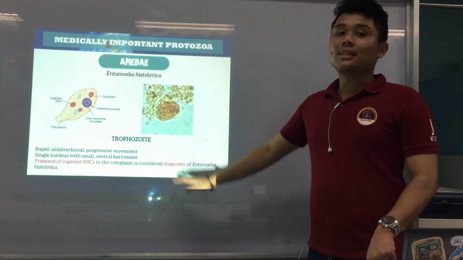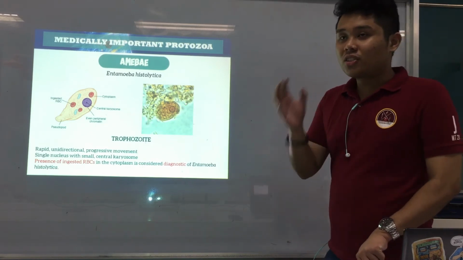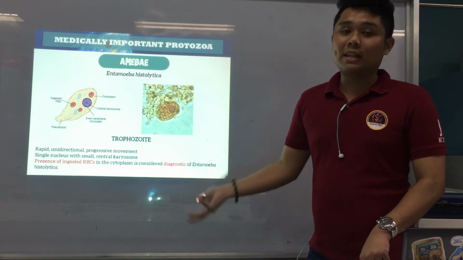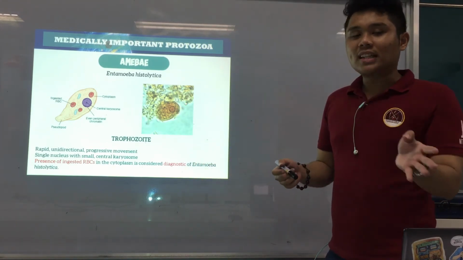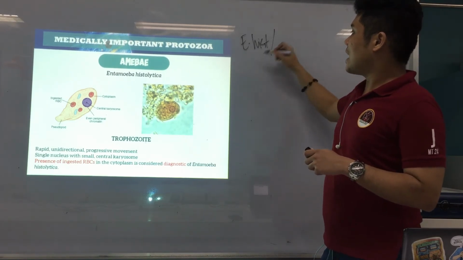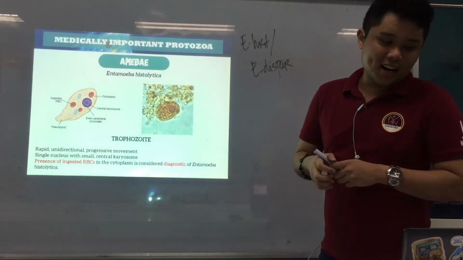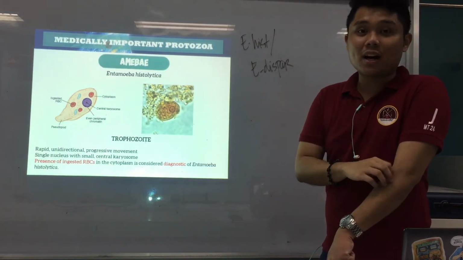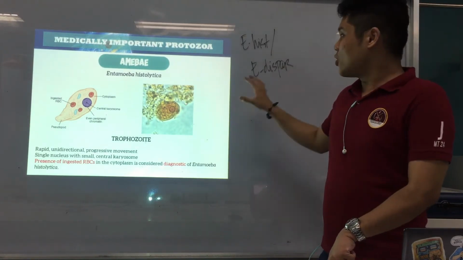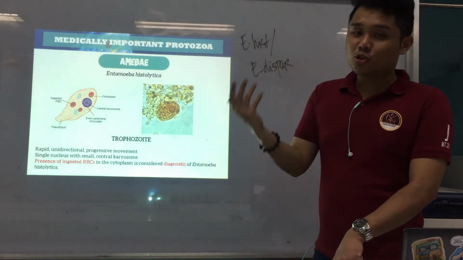And aside from that, please take note of this sentence. The presence of ingested RBCs is considered to be diagnostic of Entamoeba histolytica trophozoites or Entamoeba histolytica infections. Okay. Now, recalling our activity in the virtual microscope, its description is E. histolytica/E. dispar. Now, recall again, what did we say about E. dispar? E. dispar is a non-pathogenic amoeba. Now, what is the problem? Because they look morphologically the same, meaning their cyst looks the same, their trophozoite looks the same.